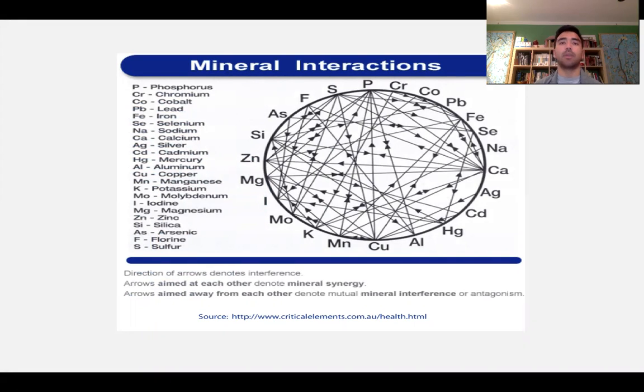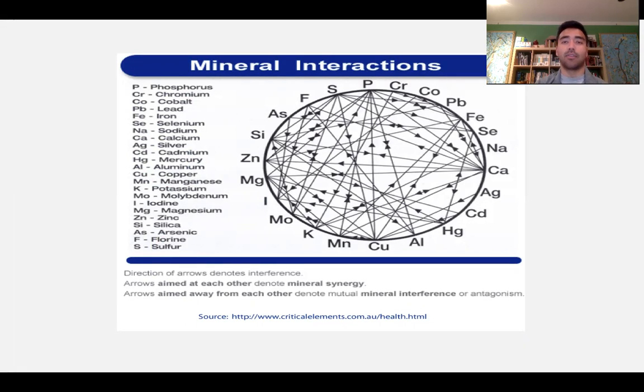We don't feed minerals in isolation. They often interact with multiple minerals at once, and so it's important to note these interactions when we increase different concentrations in the diet. But we can take advantage of these interactions to produce some unique benefits to producers and the animal.